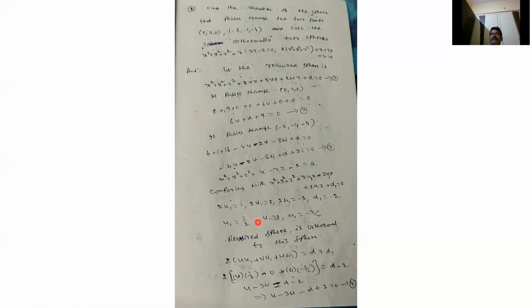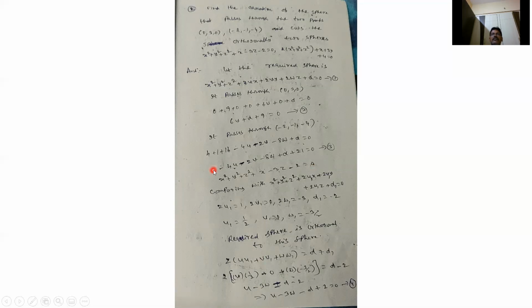And using 3 and 4, eliminate u. This is equation 3 and this is equation 4. From these two equations, we have to eliminate u. Here minus 4u is there, and here u is there. So take 3 plus 4 into 4. In 3 minus 4u is there, and 4 into 4 means 4u, so minus 4u plus 4u will be cancelled.